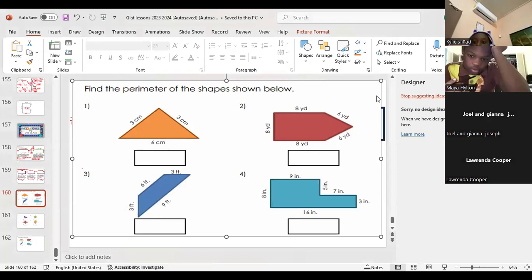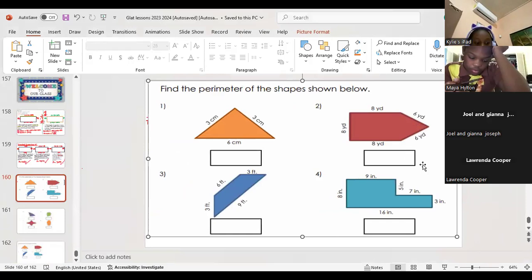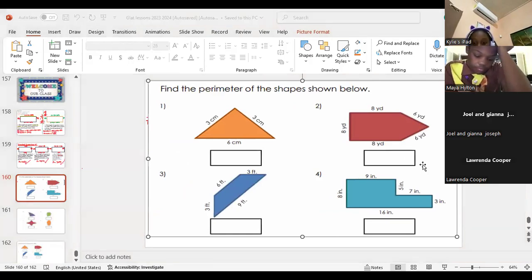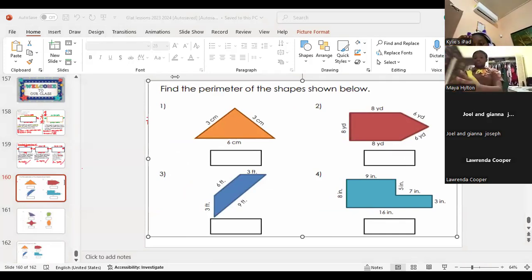Excuse me, Mr. Petit. Yes, Madeline. What was the answer to number 2? Number 2 was 36 yards. You got that? Yes, sir. Good. Anyone get all right for the second one? I did. We got all right. Very good. Excellent, excellent, excellent.